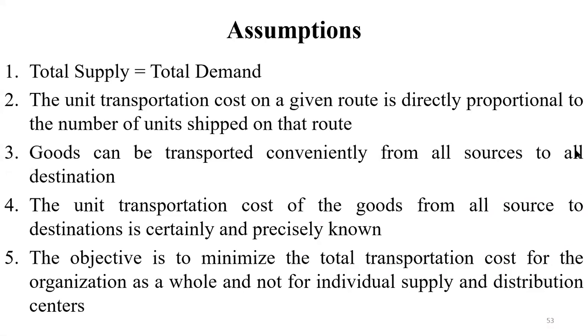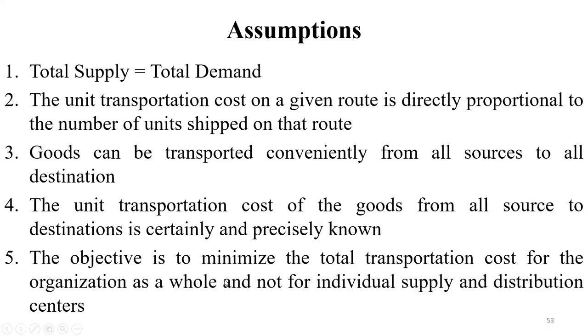Okay, so these are some of the assumptions: supply equals demand. If supply is 100 units, demand also should be 100. If it matches, that will be better. So you should know the unit, how much you are transferring from one unit to another, for example from one factory to another warehouse. So there will be no restriction. These are some of the assumptions.